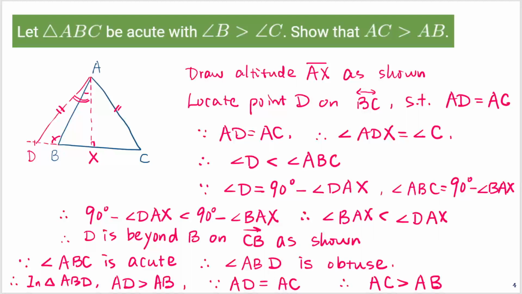Now, if you have finished this, consider if the reverse statement is also true, which means if triangle ABC is an acute triangle, if we have AC larger than AB, can you prove that angle B is larger than angle C, if the reverse statement is also true? It seems true, but still you need to prove that, right?